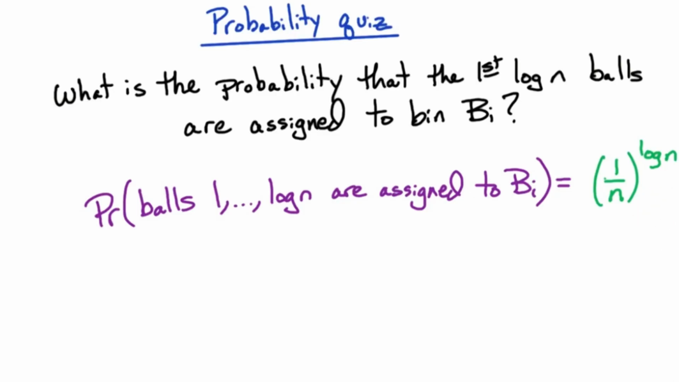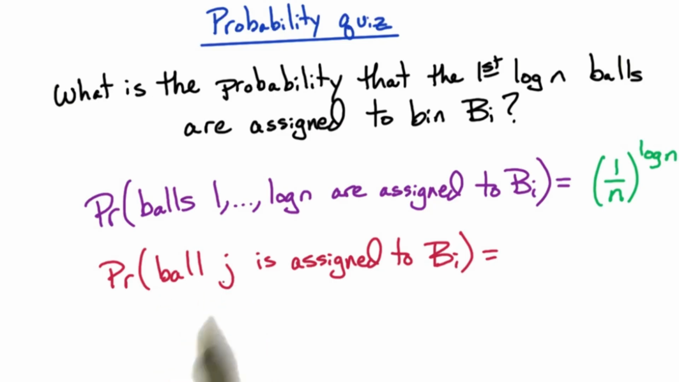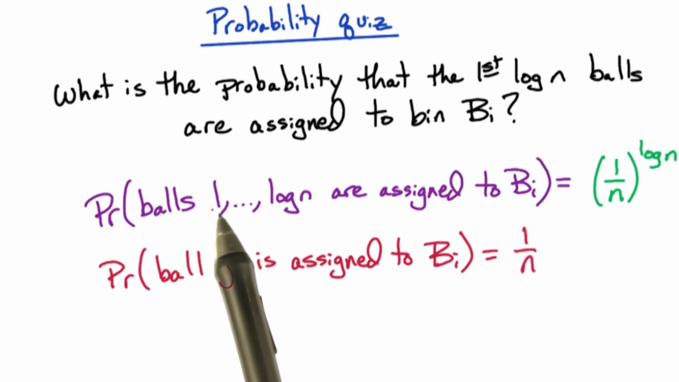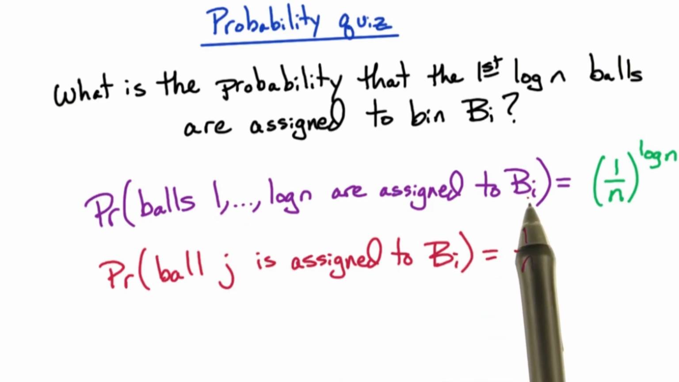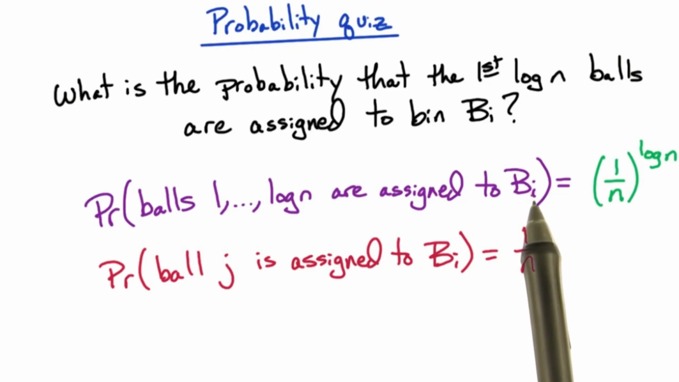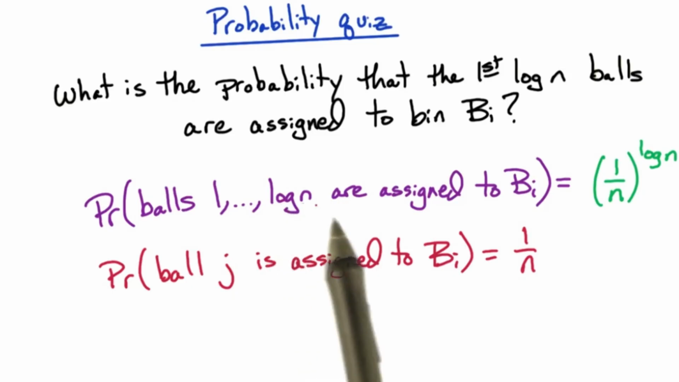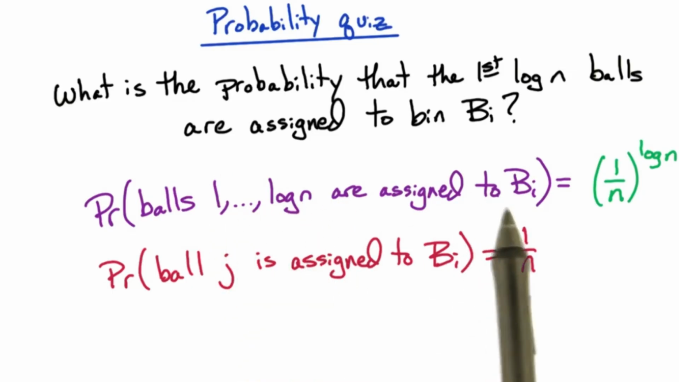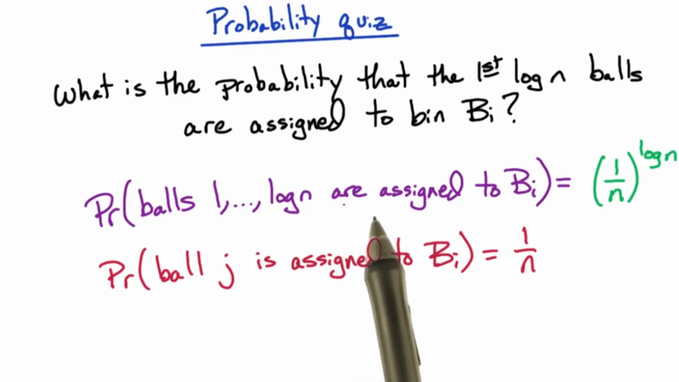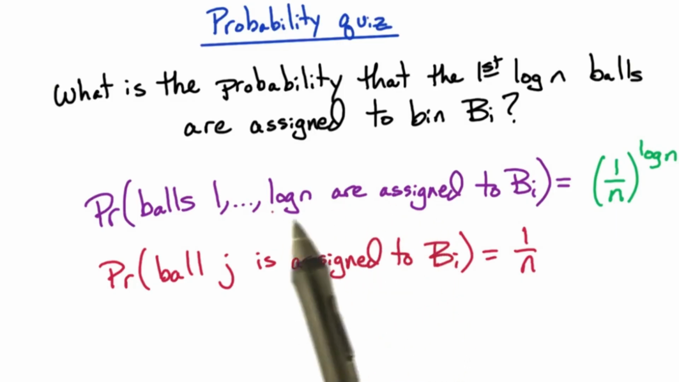Why is that? Let's look at it more closely. Take a particular ball, j. What is the probability that this ball is assigned to this particular bin, Bi? Well, the ball is going to a randomly chosen bin, so the chance of going to any particular bin is 1 over n. Therefore, the first ball has probability 1 over n of being assigned to bin Bi. The second ball, same, has probability 1 over n, and so on for all of these log n balls. So the probability that all of them are assigned to bin Bi is the product of 1 over n for each. So the total probability is 1 over n raised to the power log n.